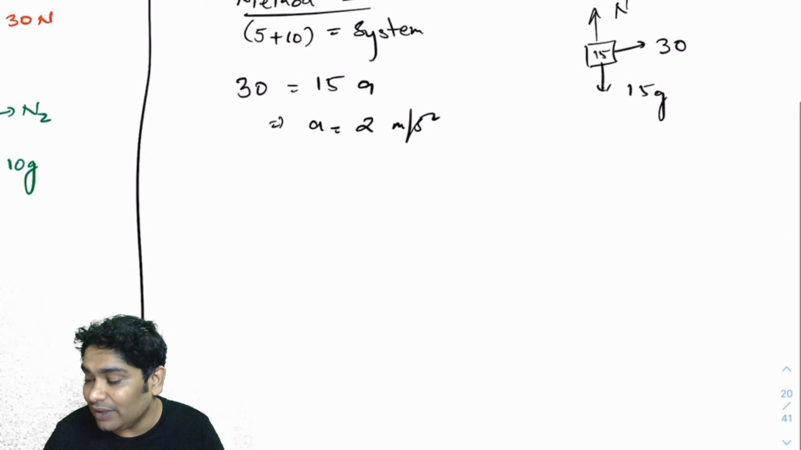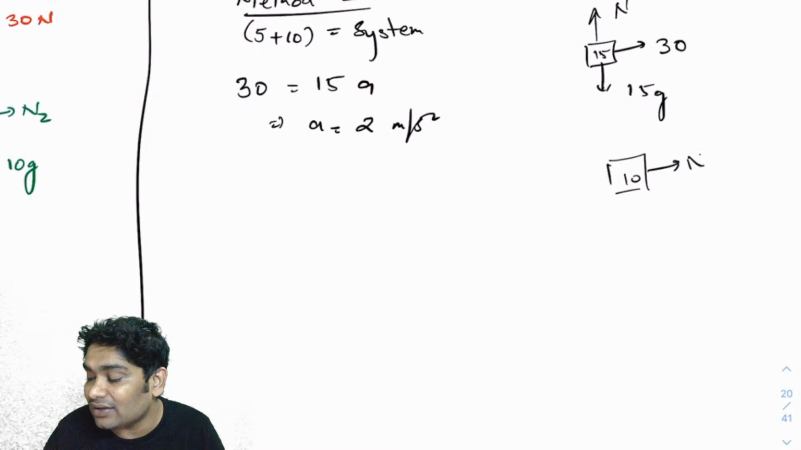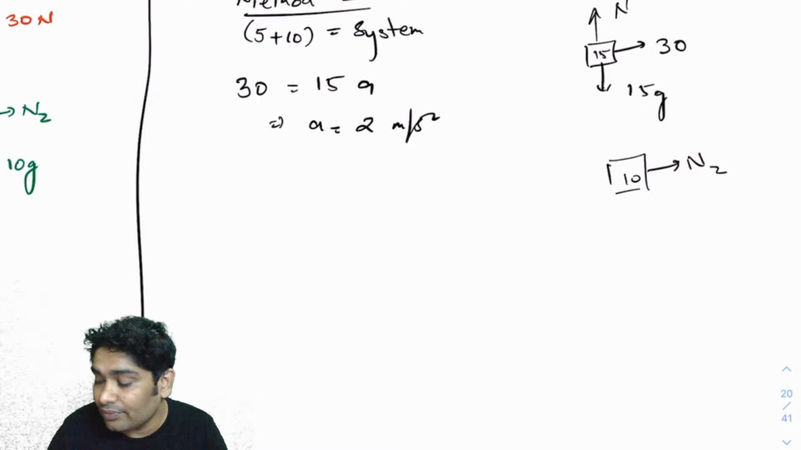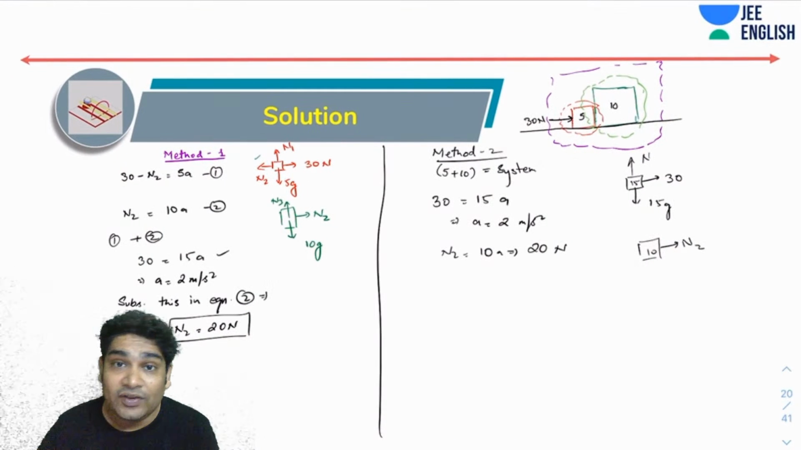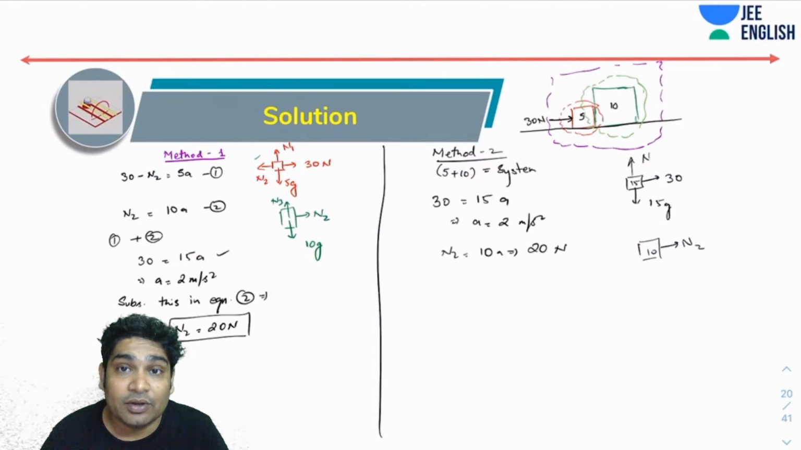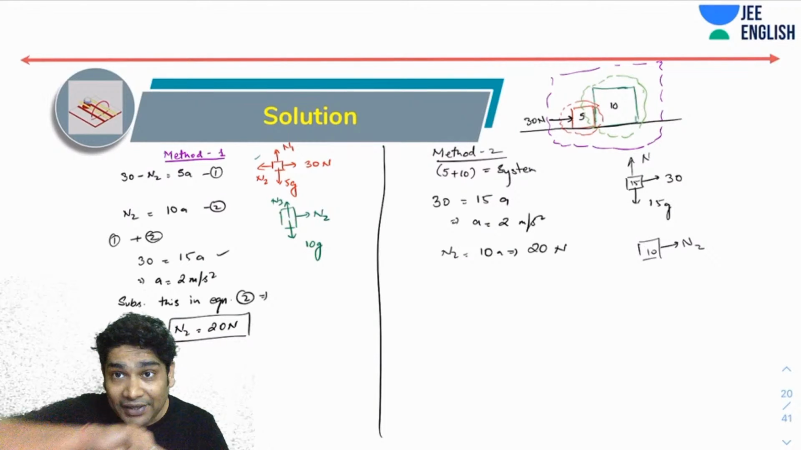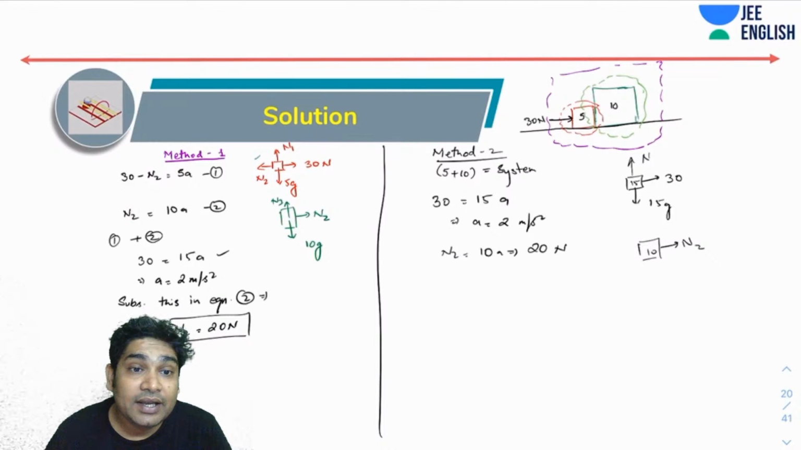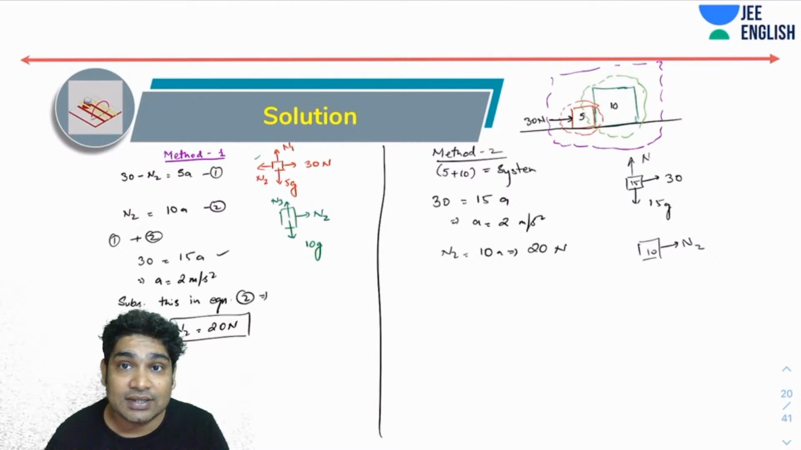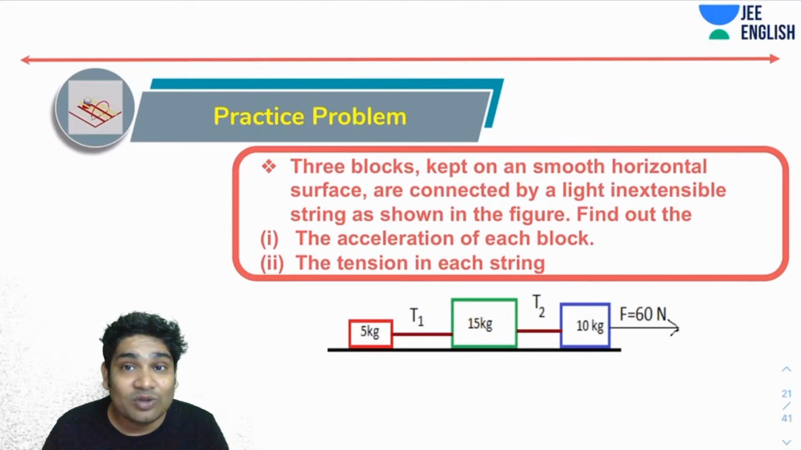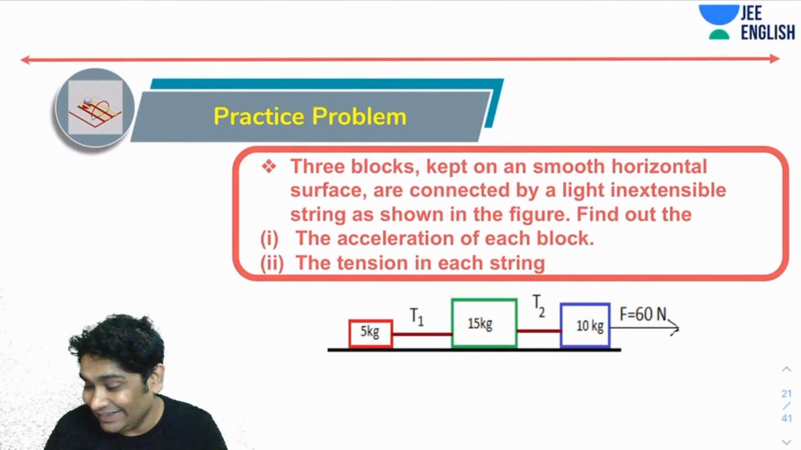So now you have to make the diagram of 10, and for 10 you will say that N2 should be equal to 10A, which is 20 Newton. Alright. So always remember, you can keep using this trick, you can keep including multiple masses into your system as long as those multiple masses are moving with the same acceleration. So from now on we will only do that.